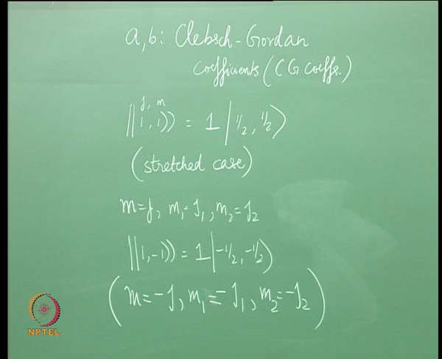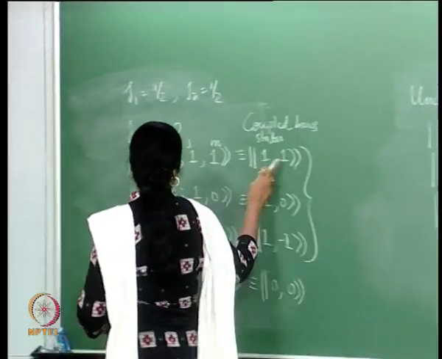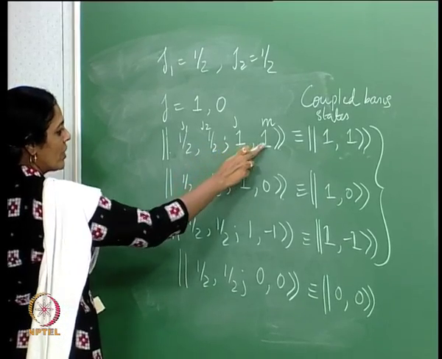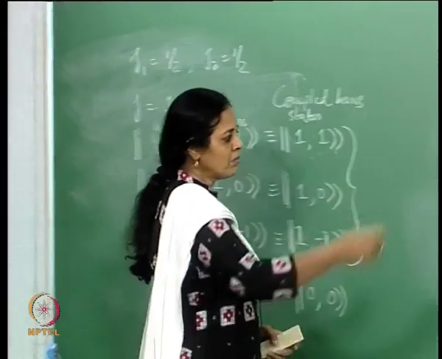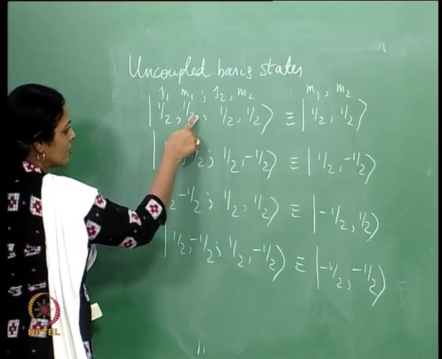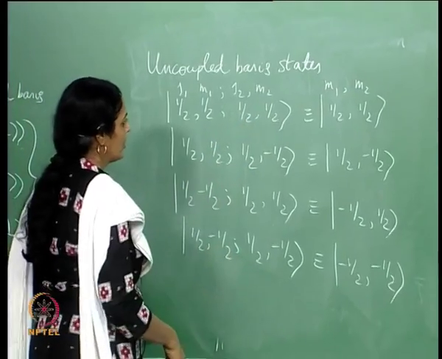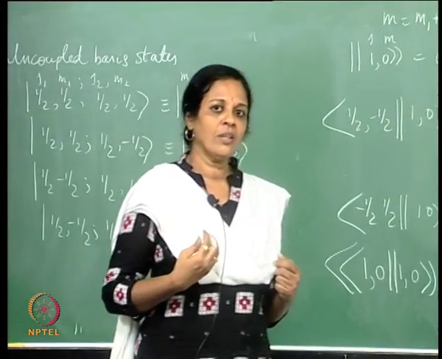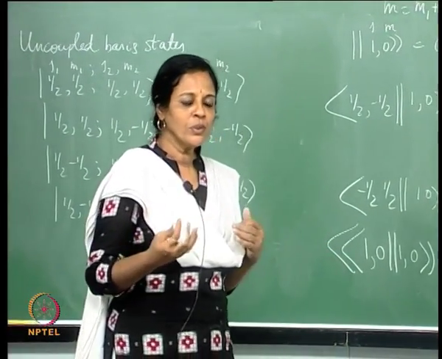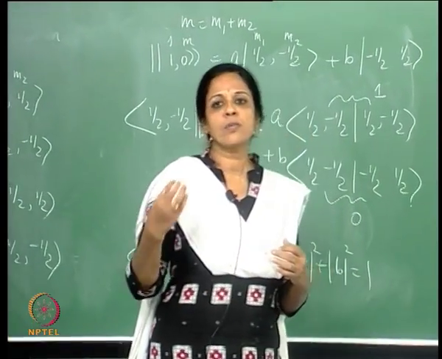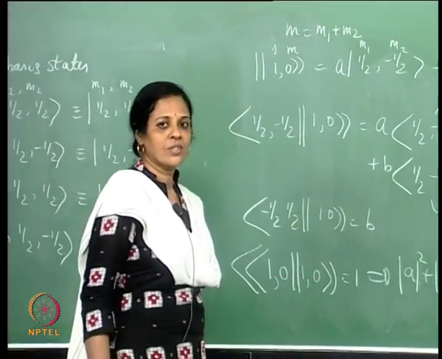Again, I emphasize that by 1 comma 1, I mean J1 is half, J2 is half, J is 1 and M is 1. By half comma half, I mean J1 is half, M1 is half, J2 is half, M2 is half. So whenever M is equal to J or minus J, corresponding to which M1 is plus J1 or minus J1 and M2 is plus J2 or minus J2, it is called a stretched case.